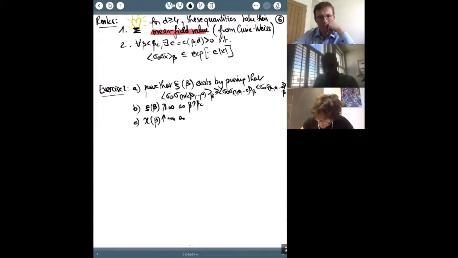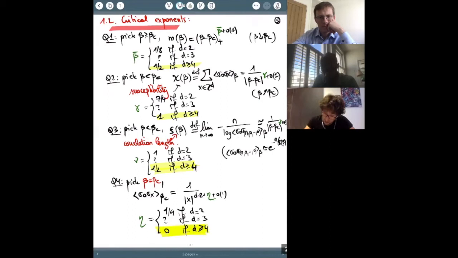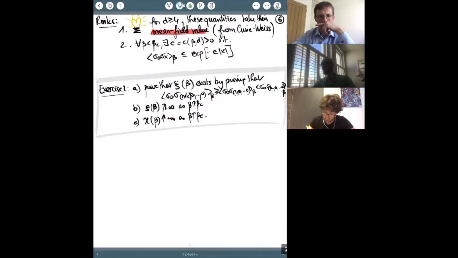Okay? So these guys diverge, which is coherent with the fact that here we had decays, right? I mean, the gamma and the nu were positive. So we had blow up of these quantities, and this can be proved rigorously. So this is the subject of this exercise.